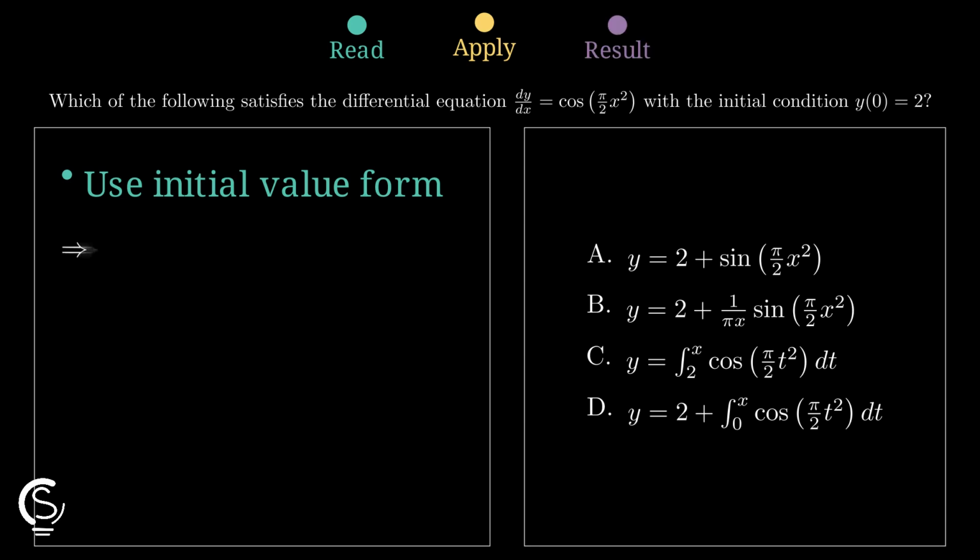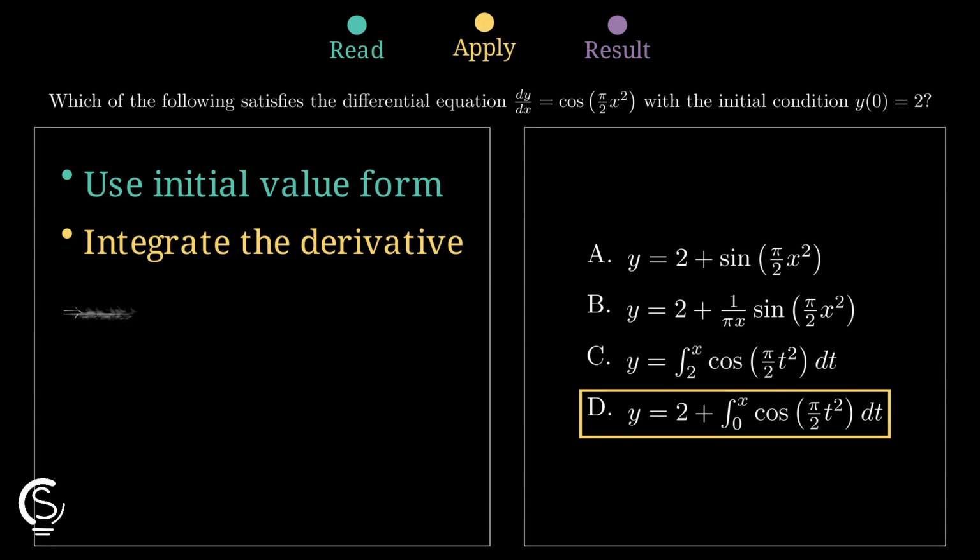Check the choices against that exact form, and only option D matches the required integral expression and the initial condition. So that is the winner.